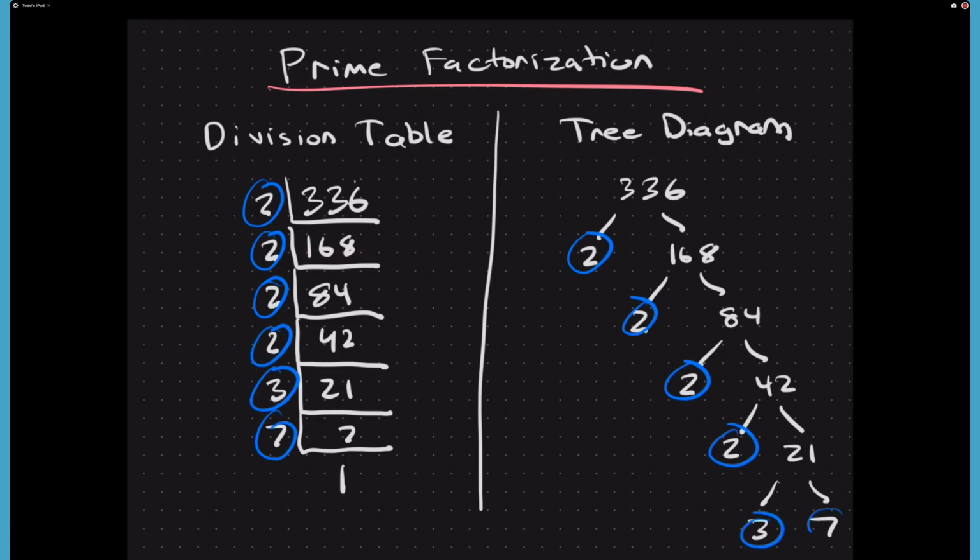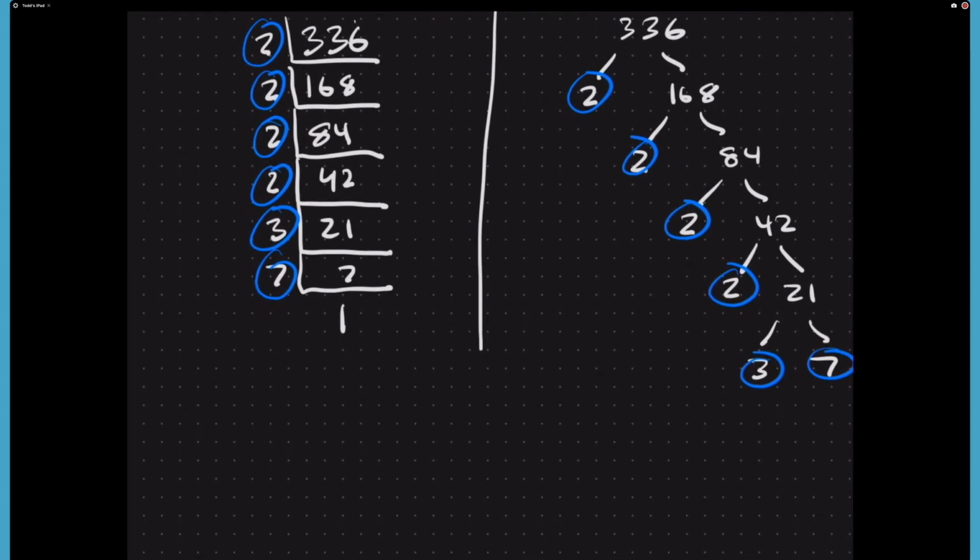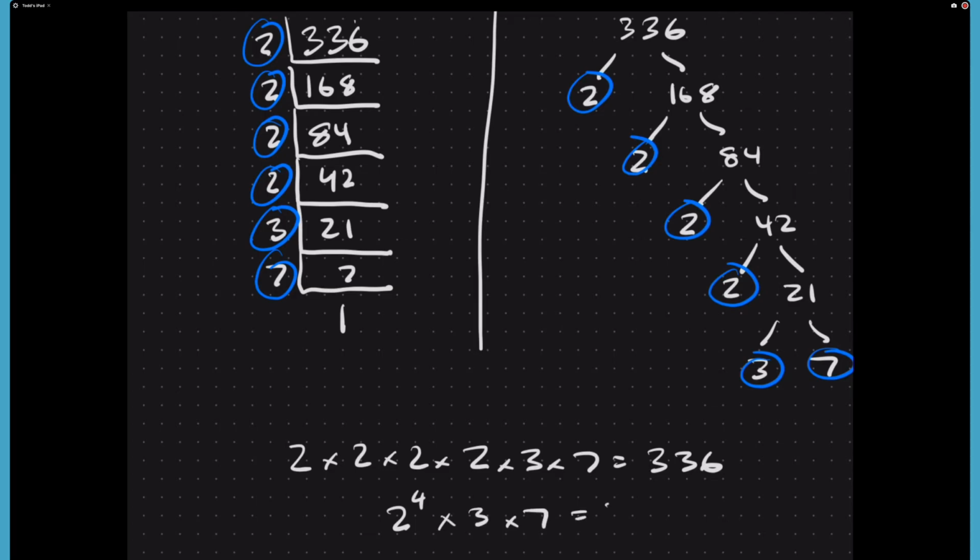times 7, and that, when multiplied together, will equal 336. So, as I stated, 2 times 2 times 2 times 2 times 3 times 7 will equal 336, and they're all prime numbers. Now, a better way to represent this, because there are 4 2's, would be 2 raised to the power of 4 times 3 times 7 equals 336.